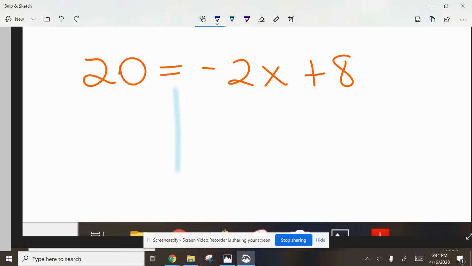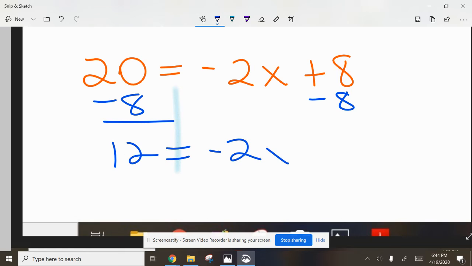So instead of doing that, why don't we subtract the 8? If 12 equals negative 2x. Now let's read this like a language arts problem. If I said that 12 equals negative 2 times x, okay? What times negative 2 would equal 12? Some people would say 6. Well, 6 times negative 2 equals negative 12. But negative 6 times negative 2 equals 12.